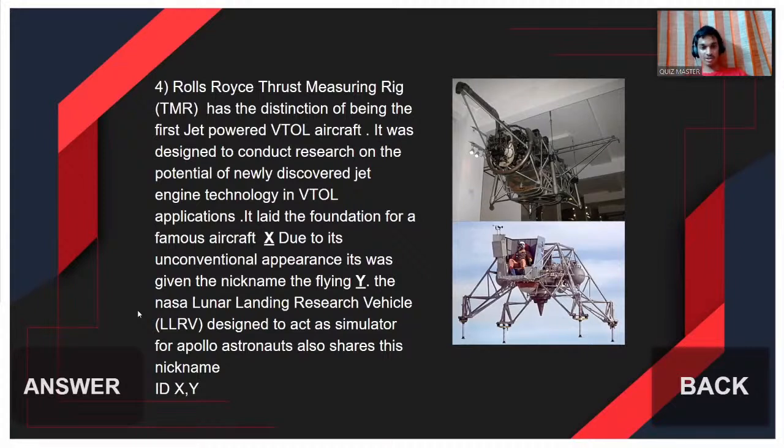Due to the way it looked, researchers and the media gave this Rolls-Royce thrust measuring rig the nickname the Flying Dash or the Flying Y. The NASA Lunar Landing Research Vehicle, which was like a simulator or test bed for astronauts, also has this famous nickname. So what is this famous nickname and what aircraft did the Rolls-Royce thrust measuring rig ultimately give rise to?